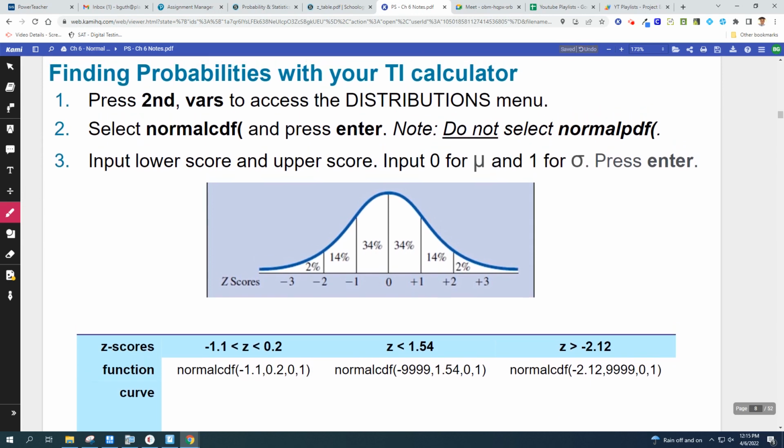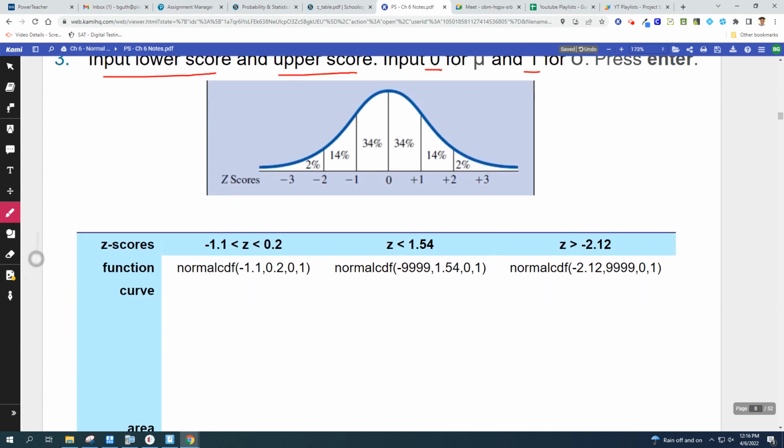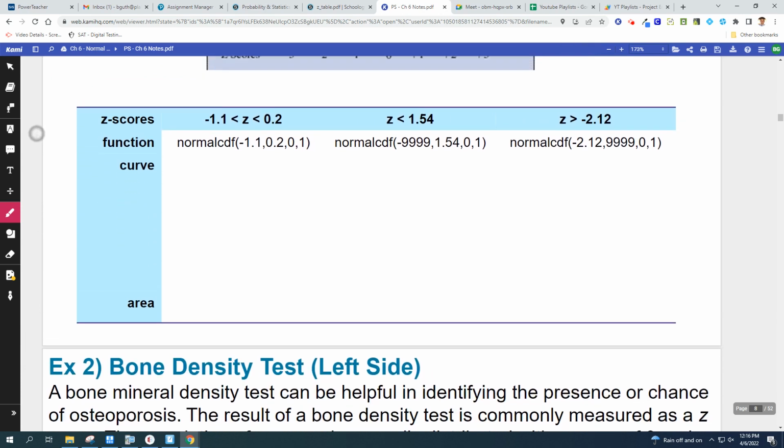This is how you can do it on a calculator. If you've got a TI, you press second vars to get to the distributions menu, and you select normal CDF. All right, notice we do not want normal PDF. That'll do something else. We want CDF for cumulative. We're going to input a lower score, an upper score, 0 for the mean, and 1 for the standard deviation. You're going to have 4 arguments. So let's look at an example or 3 and see how it works.